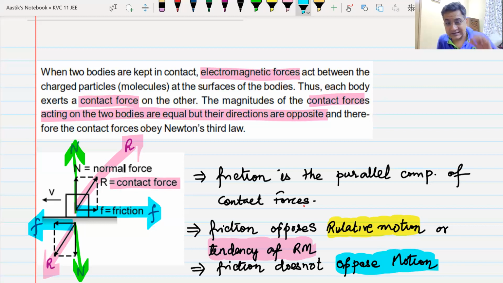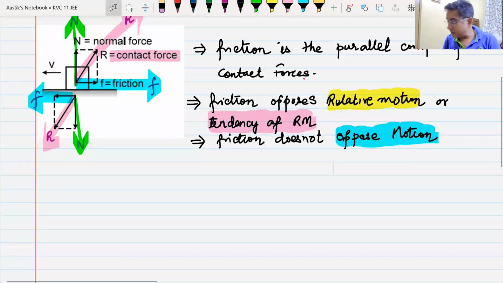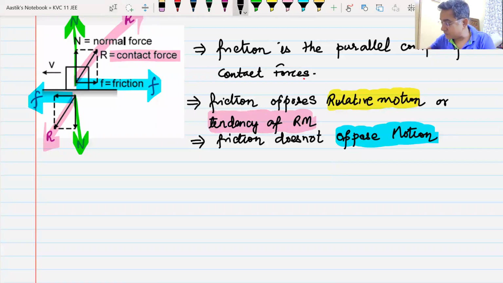It only opposes relative motion between the two bodies. Wherever there is relative motion, it opposes relative motion. Sometimes there may not be relative motion, but there may be a tendency of relative motion. What do you mean by this tendency of relative motion? Can anyone give an example?